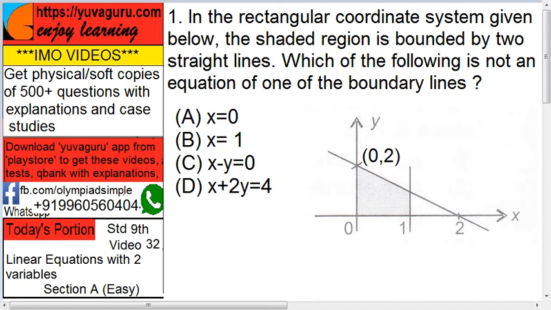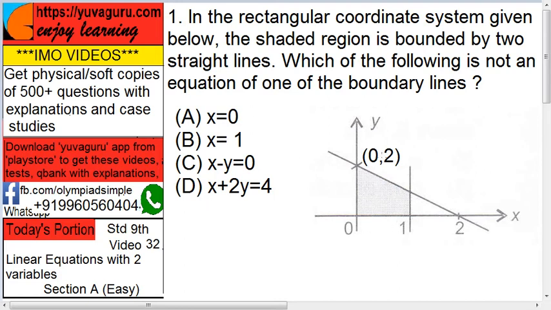In the rectangular coordinate system given below, the shaded region is bounded by two straight lines. Which of the following is not the equation of one of the boundary lines? See this, this is the region and it is bounded by 1, 2, 3 and 4 lines. Now we have to find out which among these equations does not satisfy any of these lines.